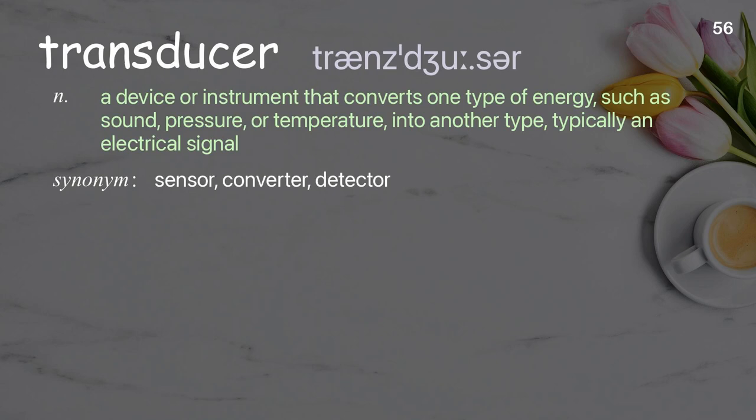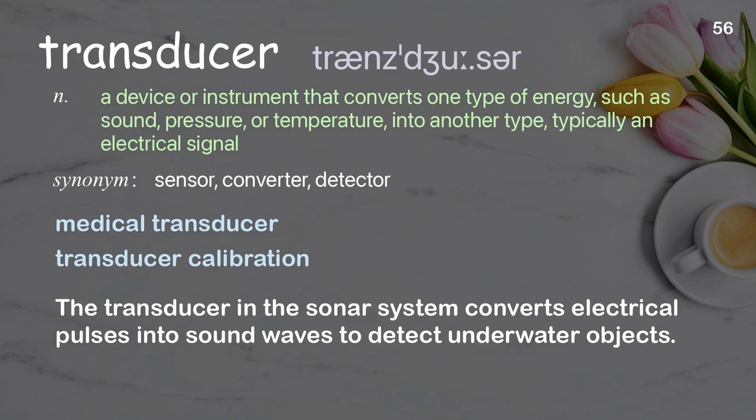Transducer. A device or instrument that converts one type of energy, such as sound, pressure, or temperature, into another type, typically an electrical signal. Examples: medical transducer. Transducer calibration. The transducer in the sonar system converts electrical pulses into sound waves to detect underwater objects.